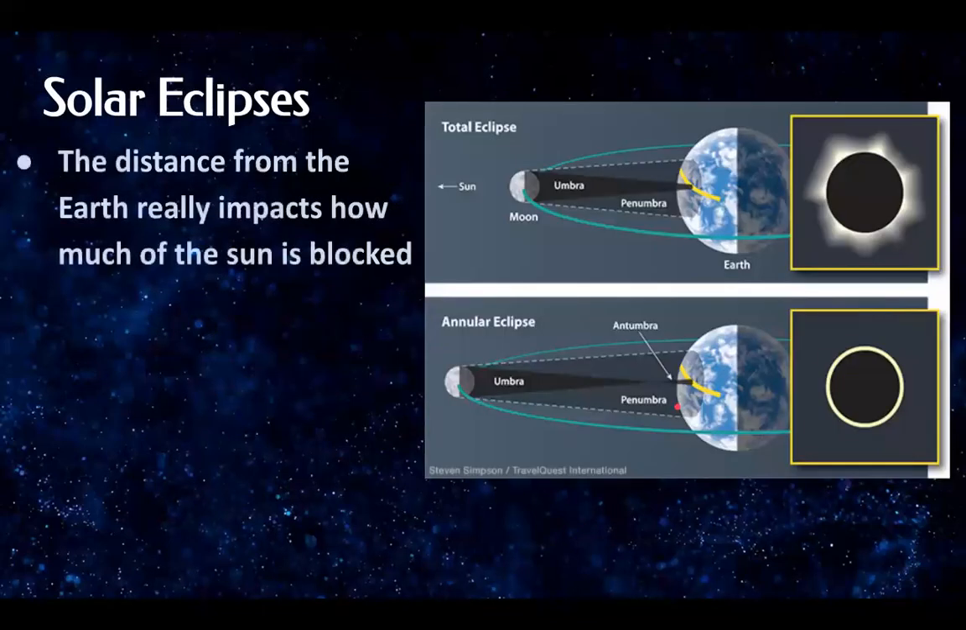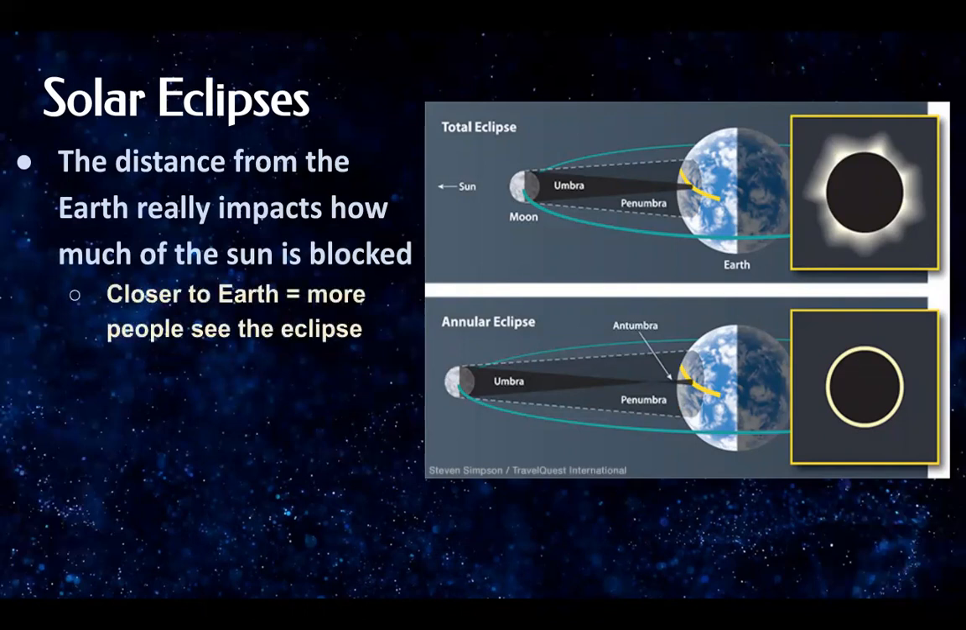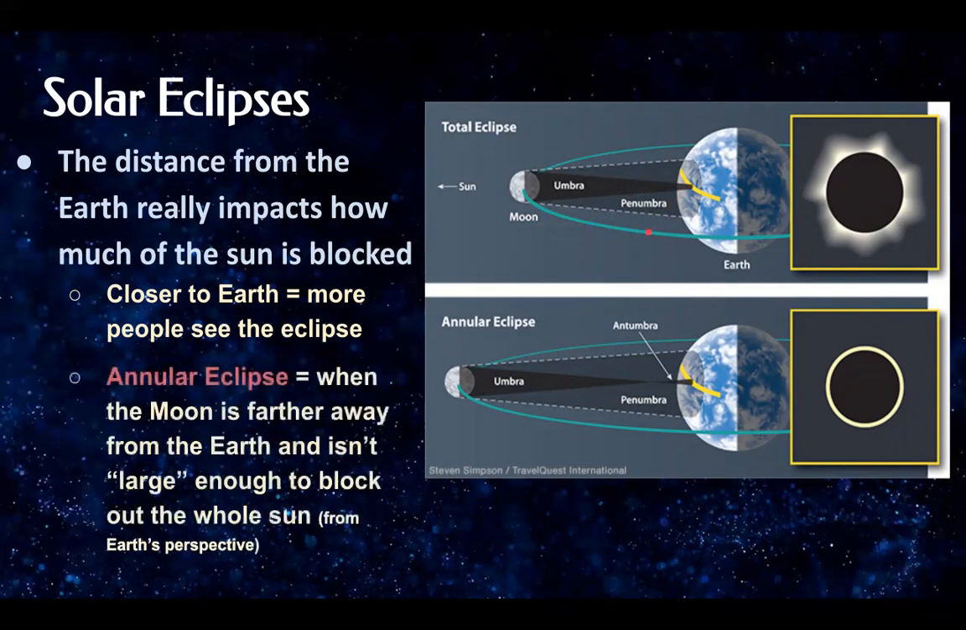For solar eclipses, the distance from the Earth really impacts how much of the sun is blocked. The closer to the Earth, the more people can see the eclipse. If the moon is closer to the Earth, it's going to cast a larger shadow, and if it casts a larger shadow, then more people are standing in that shadow and more people can see that eclipse. An annular eclipse is when the moon is actually further away from Earth and it isn't large enough to block out the whole sun from the Earth's perspective. It doesn't change size. It just doesn't look like it's large enough.